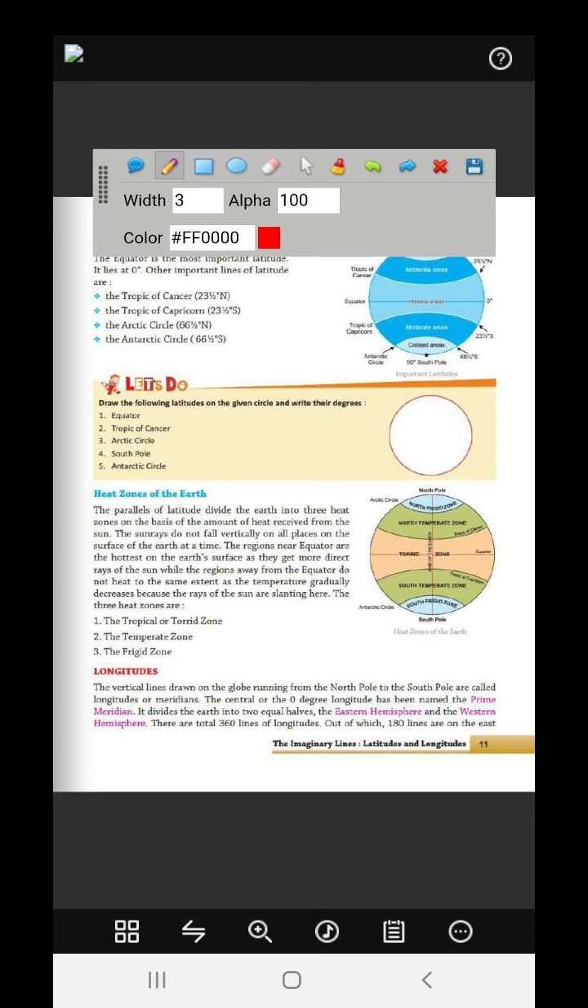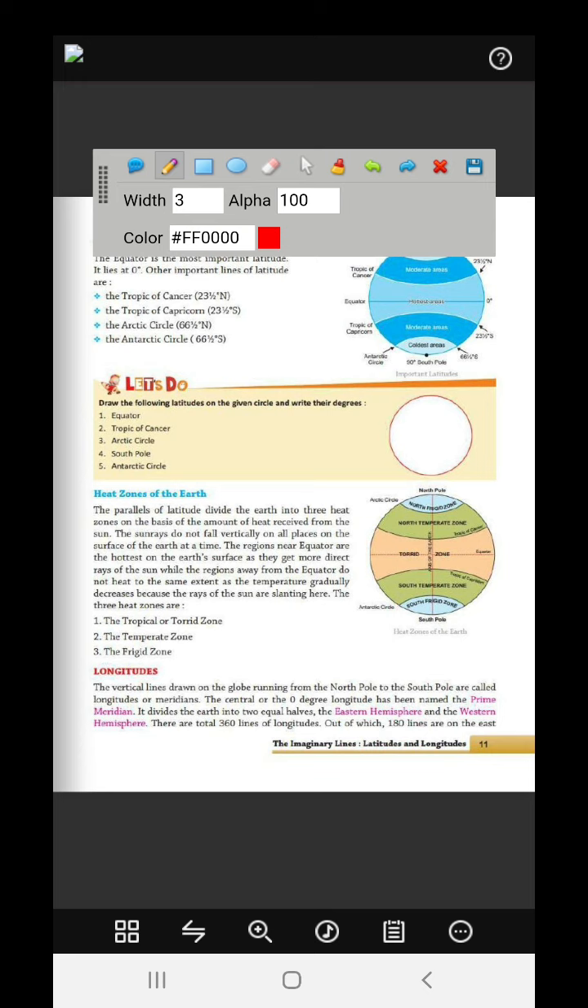The equator is the most important one. It lies at 0 degree. It divides the earth into two halves. The other important ones are the Tropic of Cancer, Tropic of Capricorn, the Arctic Circle and the Antarctic Circle. They divide us into zones, okay?